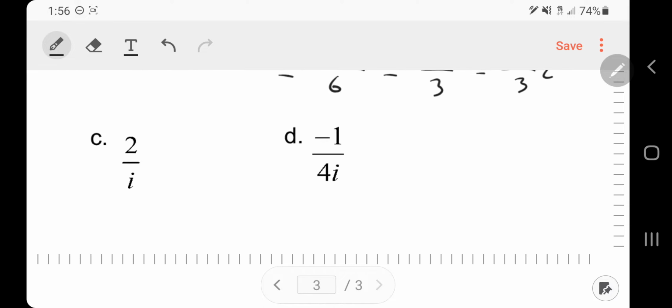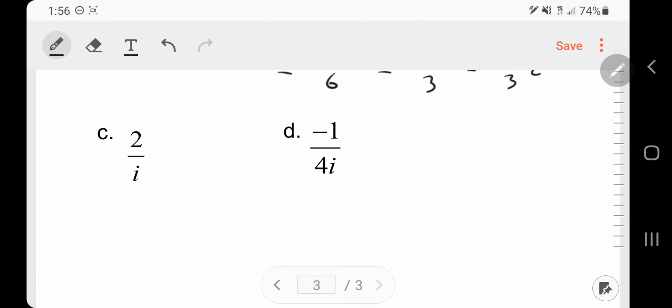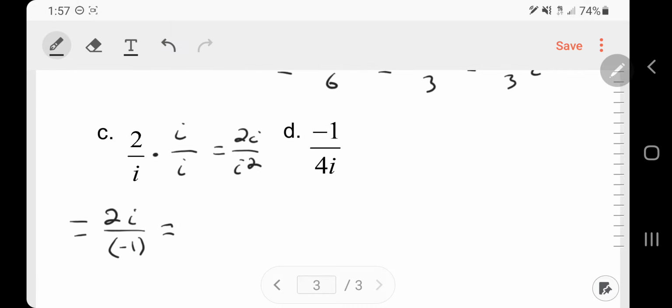Okay, a couple more examples underneath here. 2 over i, we see again i is in the denominator, so I'm going to multiply both top and bottom by i, and I get 2i over i squared. Moving on down here, 2i over i squared, we know again is negative 1. And 2 divided by negative 1 would be just negative 2i.